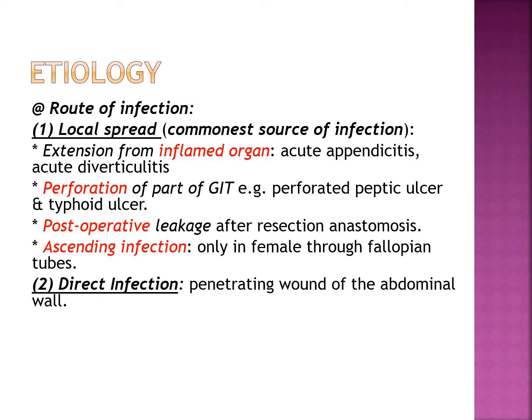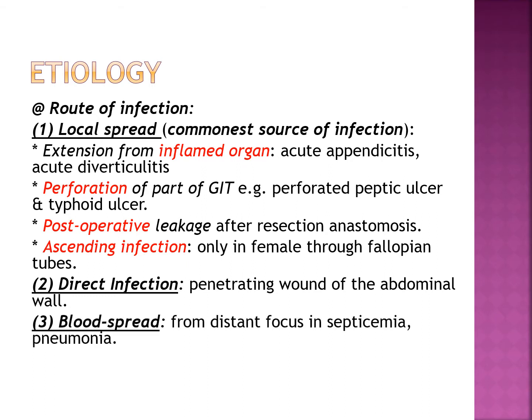Infection can be direct through penetrating wounds of the abdominal cavity. It can be through the blood from a distant septicemic focus, or it can be from lymphatic spread from adjacent structures, such as the pylorus with infection, leading to sympathetic acute peritonitis. But this is rare. The commonest source of infection is the local spread through an inflamed organ.